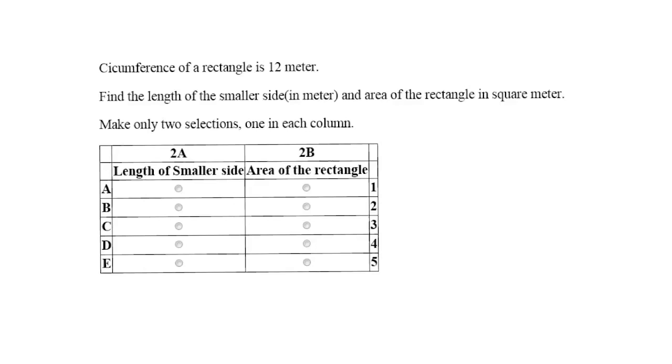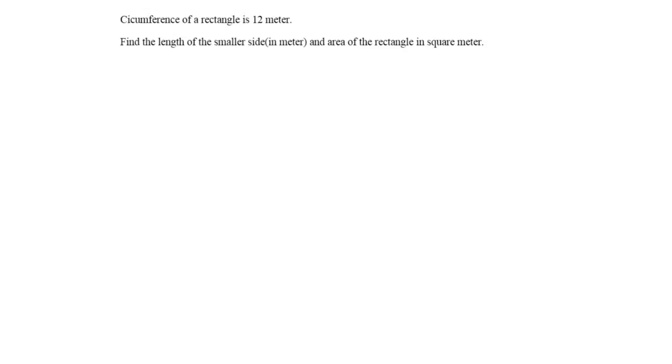How to solve this? Here circumference of the rectangle is 12 meter. So what is the formula for circumference? Circumference is twice the sum of its length and width. It is given as 12, so twice the sum of its width and length is 12. Hence sum of its length and width is 6. That is half of the circumference. Let me assume one side is A and another side is B. A plus B multiplied by 2 is 12. This implies A plus B is equal to 6.